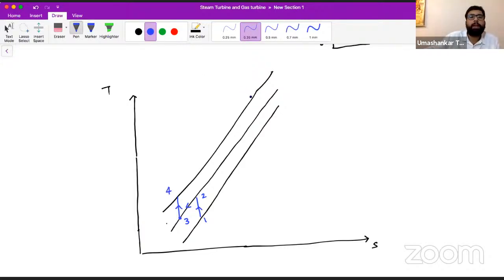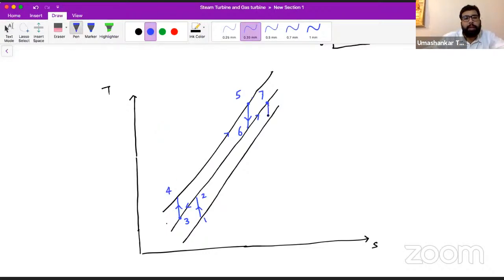Now from 4 to 5, what is happening? We have our combustion chamber. Then 5 to 6, what is happening? We have our first stage turbine. Then 6 to 7, what is happening? We have our reheater, in which we provide heat, or we do heat addition in the air. So when heat addition is taking place, our entropy increases, temperature increases, we reach this point 7.